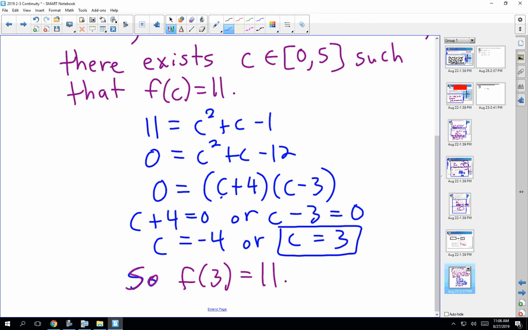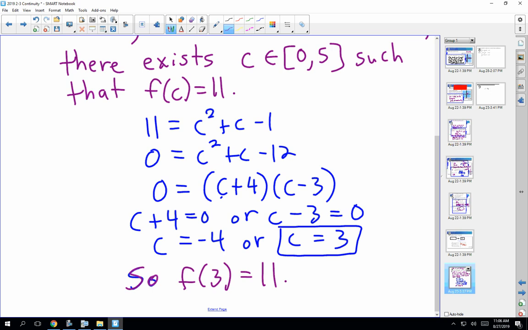If I had, say, a polynomial function that was not factorable and was higher than second degree, I could say a C exists, but I might not be able to find it. Well, I could with the calculator, with technology, at least to a certain point. All right, so that's it. That's the intermediate value theorem.